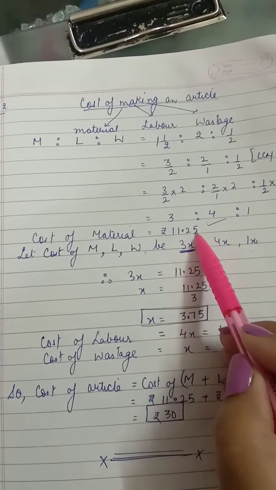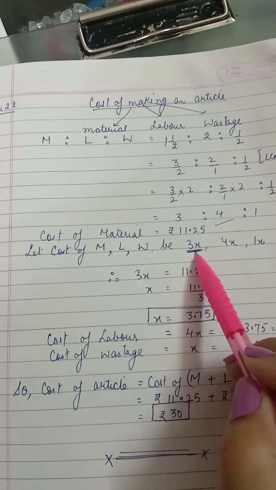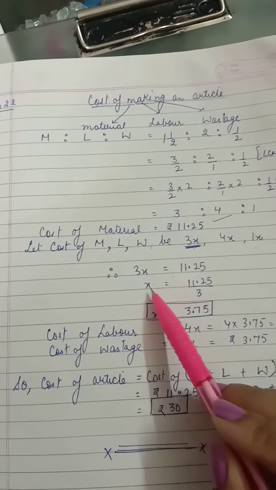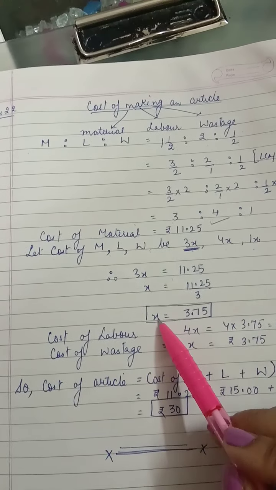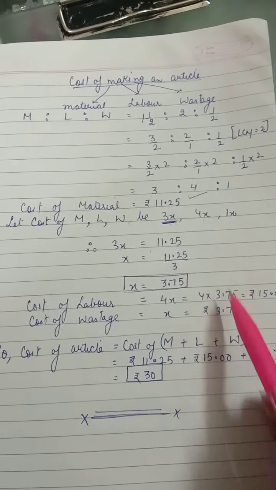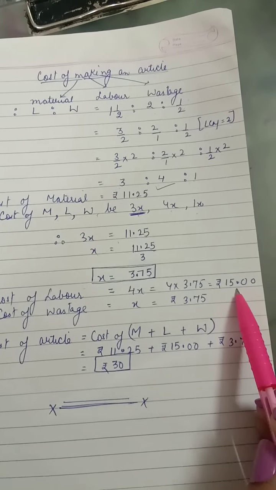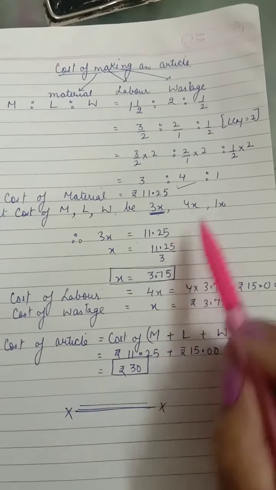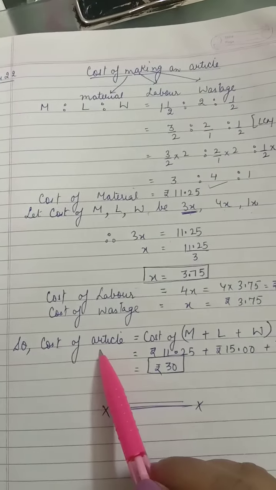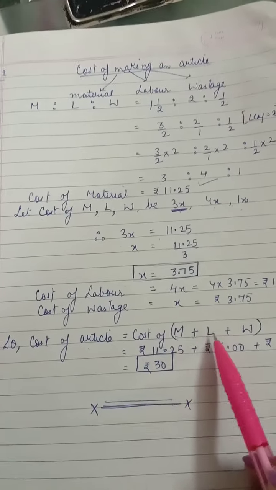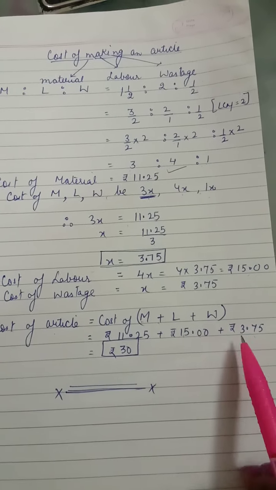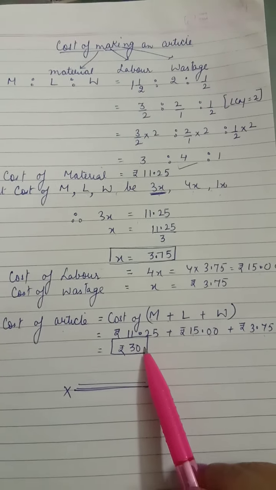Now 3x and 11.25 are the same, because this is the value of the cost of material and this is the actual cost of material. So we can say 3x is equal to 11.25. x is 11.25 upon 3. The value of x is 3.75. Now let's find the cost of labor. Cost of labor is 4x, 4 into the value of x, rupees 15. The cost of wastage is x, which is rupees 3.75. And as per the question, the cost of the article is the cost of material plus labor plus wastage. Adding all three costs, 11.25, 15 and 3.75, it's equal to rupees 30.